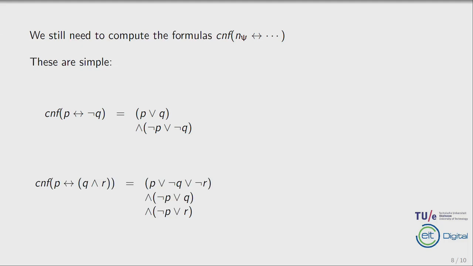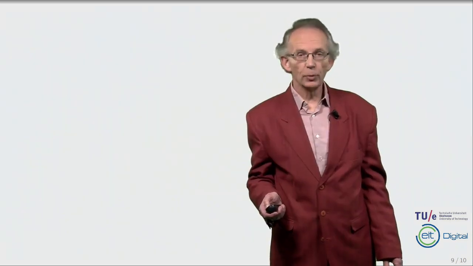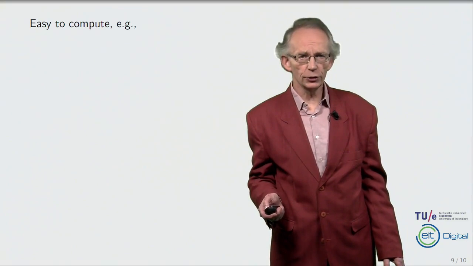Next we need to consider the binary operators, so let's consider P ↔ Q ∧ R. Well, that has this simple CNF, and the same for disjunction has a simple CNF, and for bi-implication we have this one. We did not give the formula here for implication, but if we just write Q → R as ¬Q ∨ R, we can use the formula for OR. These small formulas for CNF are easy to compute.